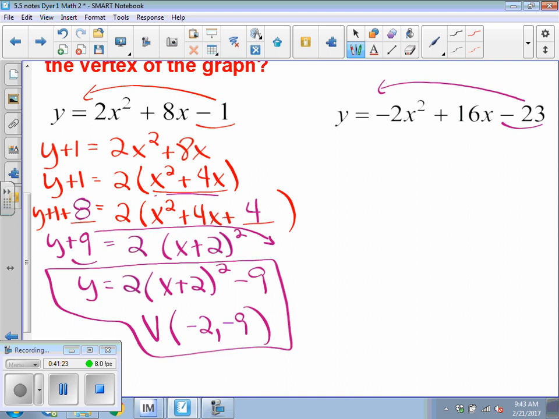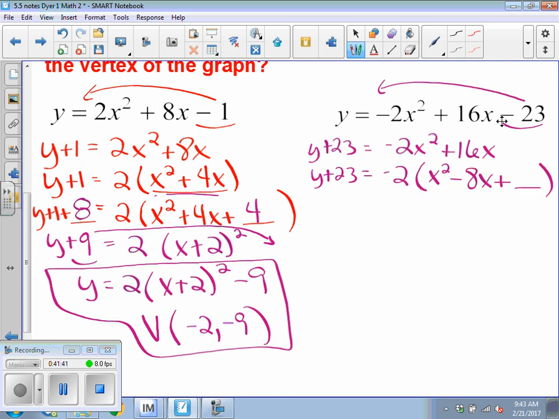So y plus 23 equals -2x squared plus 16x. Now factor out a -2. So y plus 23 equals -2 times x squared minus 8x. Now I'm going to go ahead and put the plus blank. Okay? And so we have y plus 23 plus something over there. Now, half of 8 is 4. 4 squared is 16. So we have to add 16.